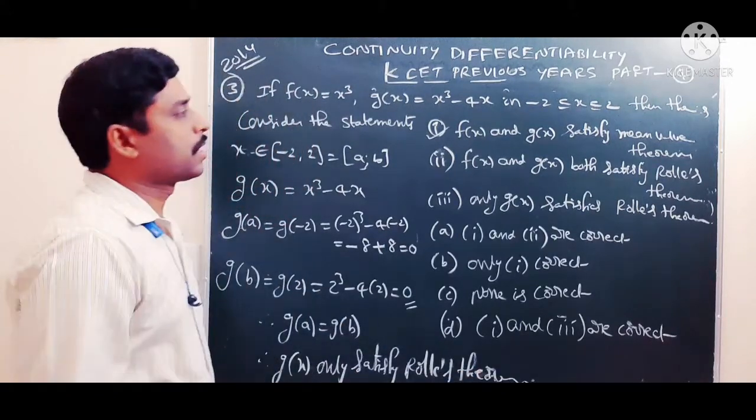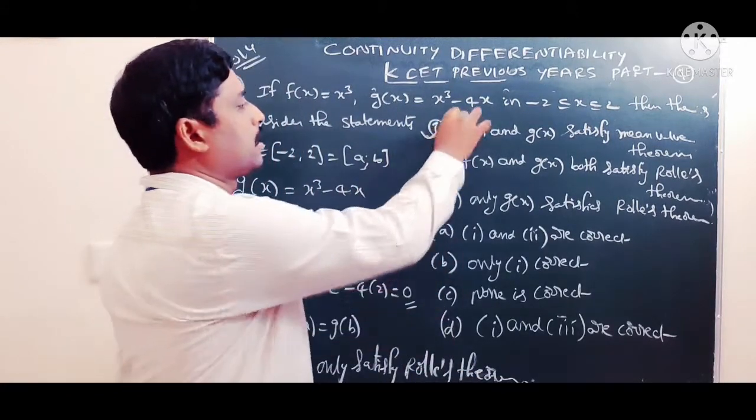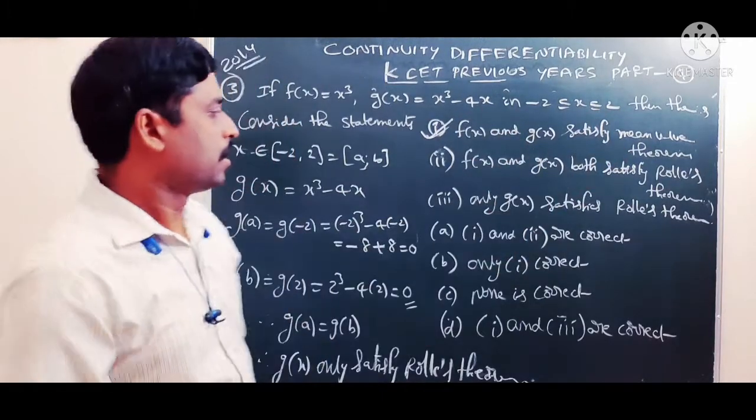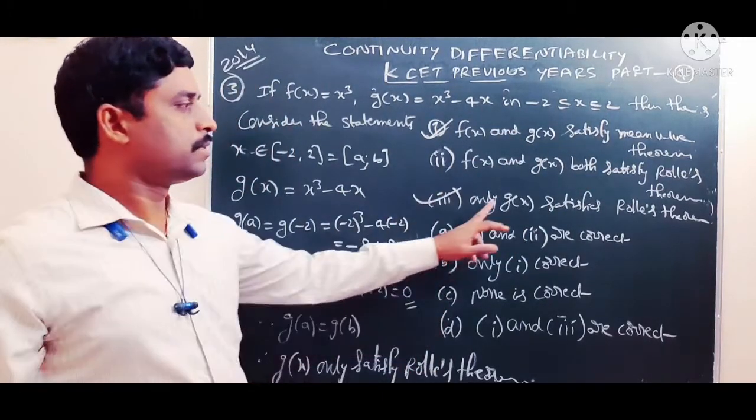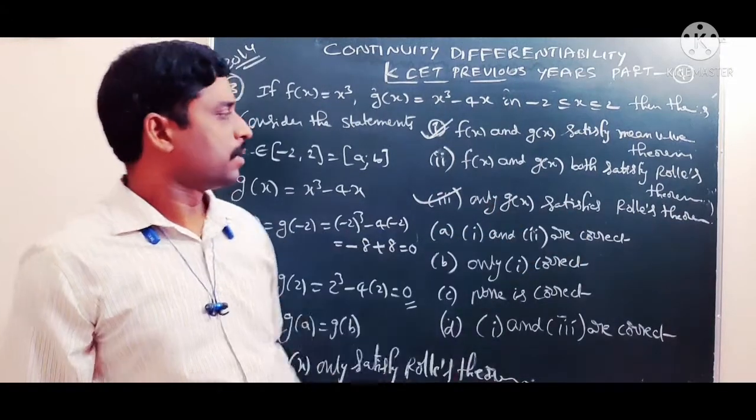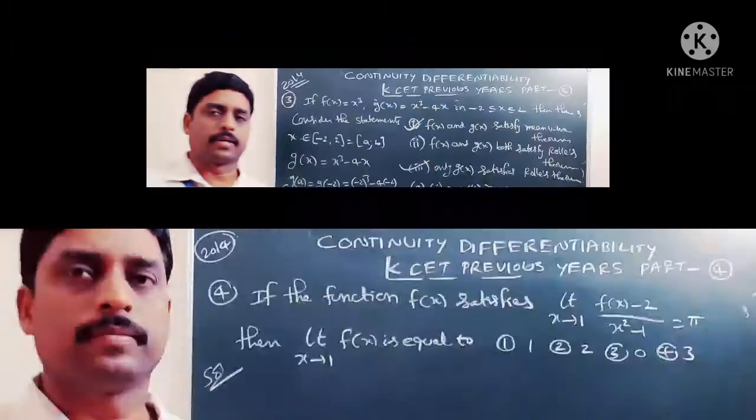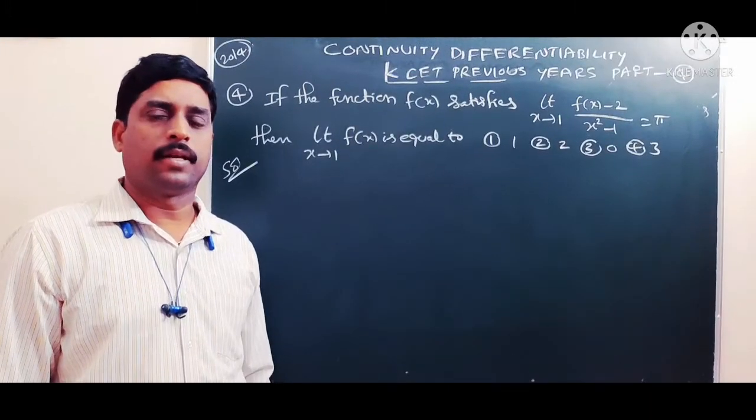So which options are correct? First statement correct: f of x and g of x satisfy mean value theorems. And the third statement is correct: only g of x satisfies Rolle's theorem. So the combination of 1 and 3, the fourth option, is correct. So let us go to the next problem.